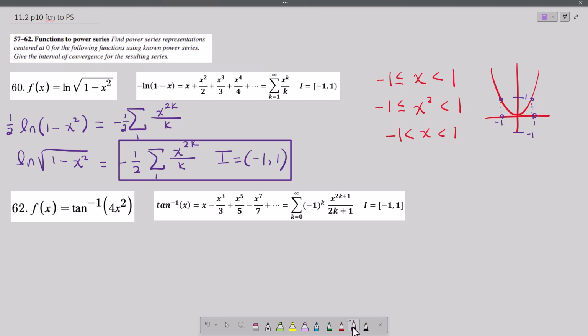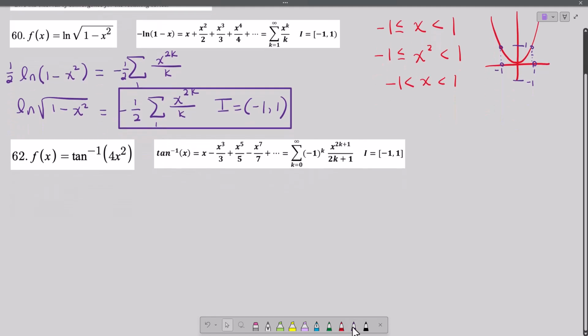So the nice thing with these rules that we learned on Tuesday is that you do not have to go all the way back to the ratio test to figure out the interval of convergence. You can use the interval of convergence for the power series that you're manipulating. So here's another substitution one. Here, it's a little more straightforward. The only thing we're doing is turning all the x's into 4x squared.